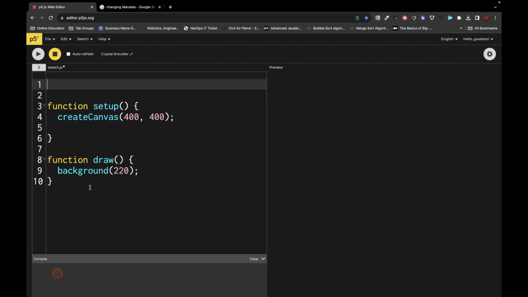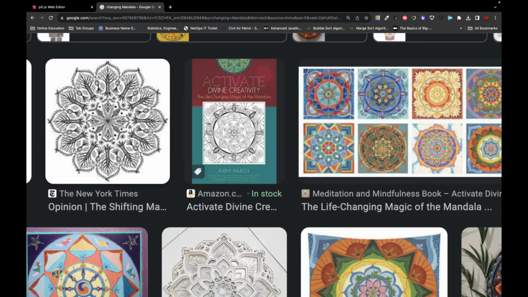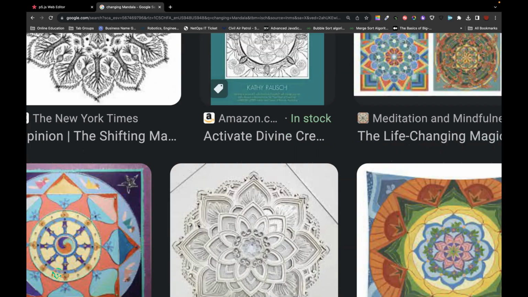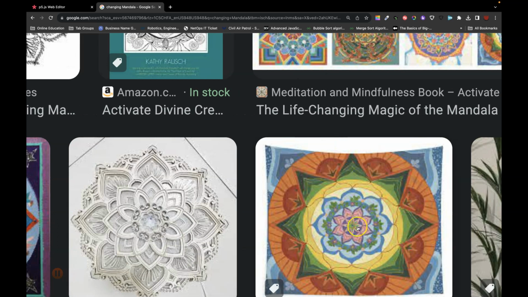Okay, so for this next video, I'm just giving you an idea of what you can do for this changing mandala. So let's look at mandalas because they're pretty cool. Mandalas can have many different shapes, and usually they are very symmetrical. They have radial symmetry, so I can cut in almost any way, and it's still going to be perfect halves. So that's what we're looking at.